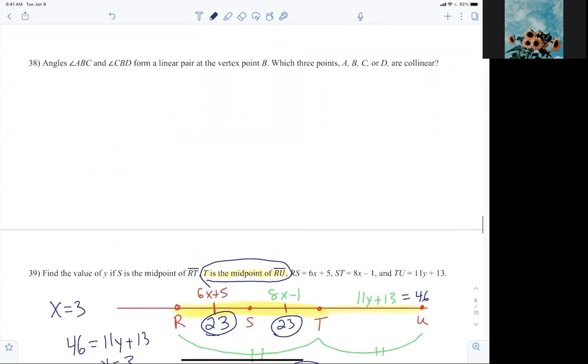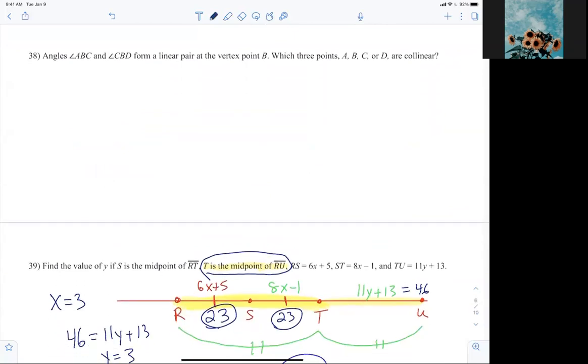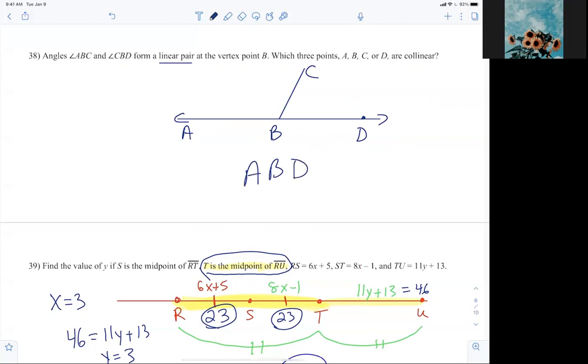All right, 38. Angles ABC and CBD form a linear pair. All right, so linear pair, adjacent angle. So A, B, C, C, B, D. That forms a linear pair. Does everybody agree with that? And so now that tells me that what? A, B, D are collinear.